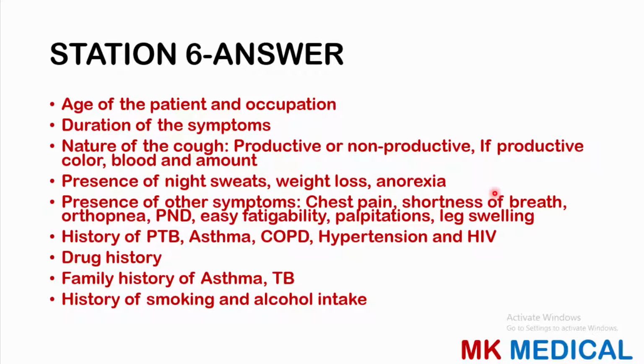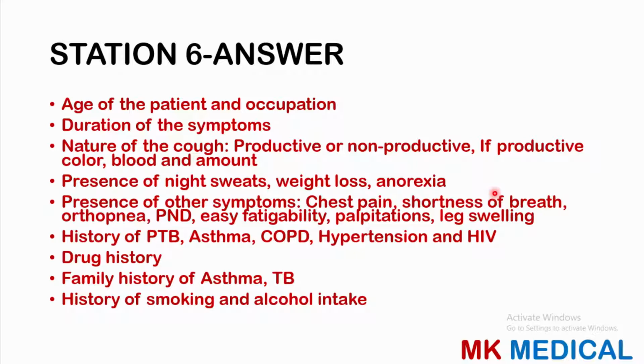Then you ask about the demographics, so the age of the patient and the occupation, because this could be an occupational lung disease, the duration of the symptoms, the nature of the cough, if it's productive or non-productive. If it is indeed productive, what is the color of the sputum? Is there any blood present in the sputum? What is the amount that is produced? Is it a copious amount or is it scanty? The presence of any symptoms that may be pointing towards TB, things like night sweats, weight loss, anorexia, as well as the presence of other symptoms such as chest pain, shortness of breath, orthopnea, paroxysmal nocturnal dyspnea, easy fatigability, palpitations, as well as leg swellings.